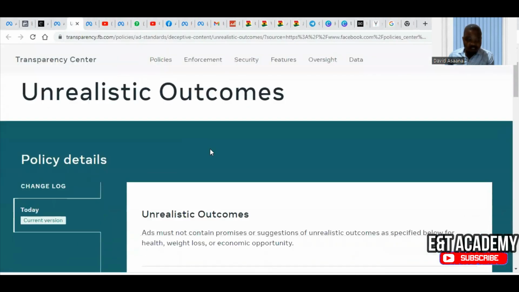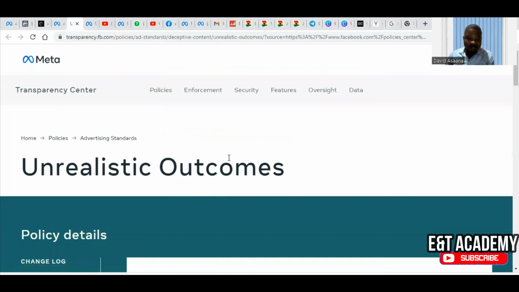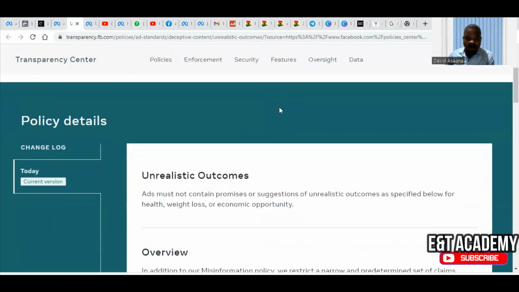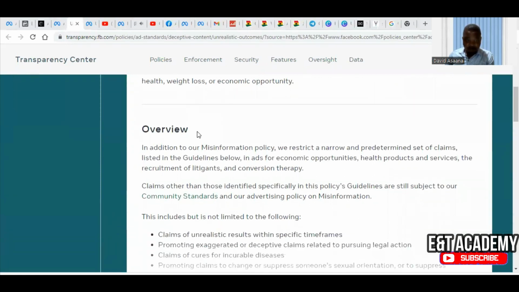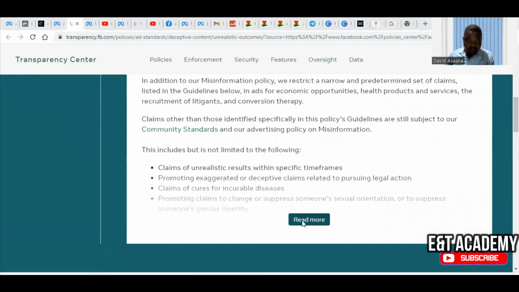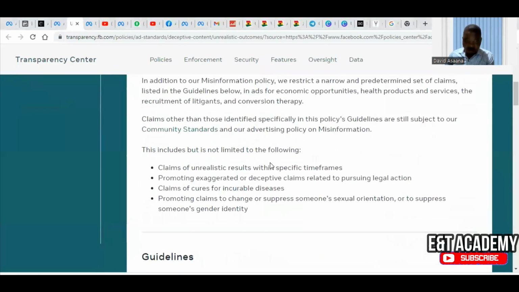Now, when we go to this policy, they are talking of unrealistic outcomes, misleading claims or unrealistic outcomes. What they are saying is that ads must not contain promises or suggestions of unrealistic outcomes as specified below for health, weight loss, or economic opportunity. Then, when you go down, you read all these. It talks about all of what that policy entails.